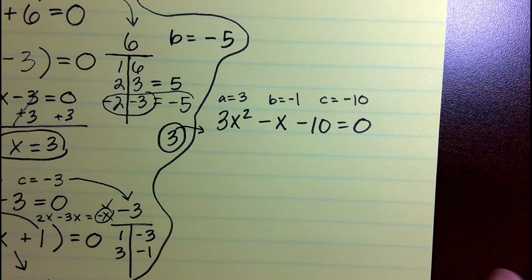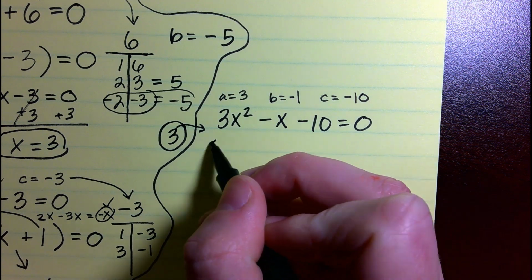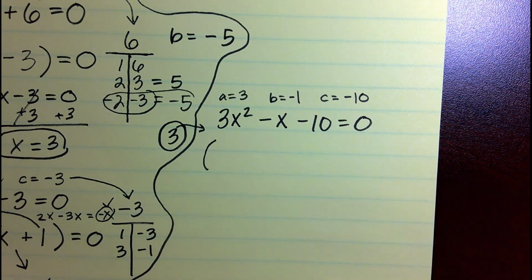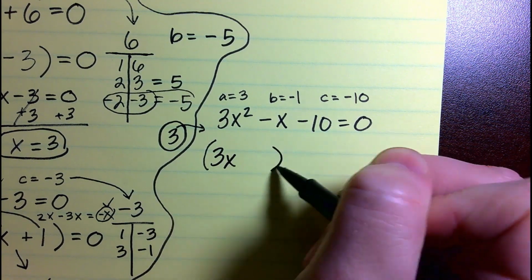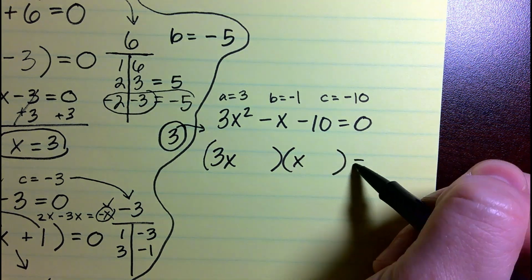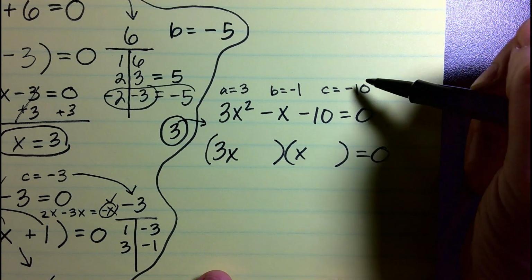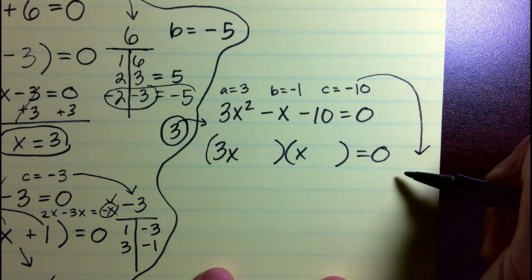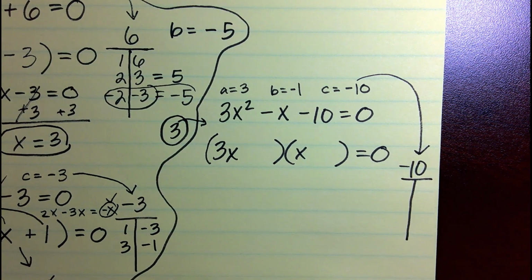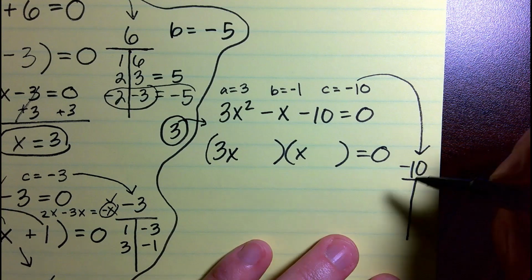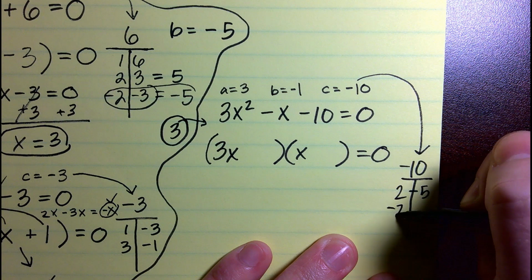Now, you bring your 3 down here. We're going to have to bring A, or that 3, into our factors because there's no greatest common factor here. We can't divide anything. So I'm going to have 3x, x equals 0. Find the factors of -10. And what are those? We could have 2 and -5, or -2 and 5.